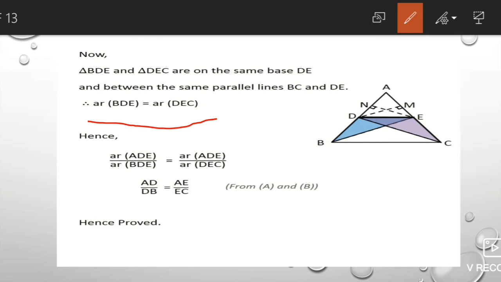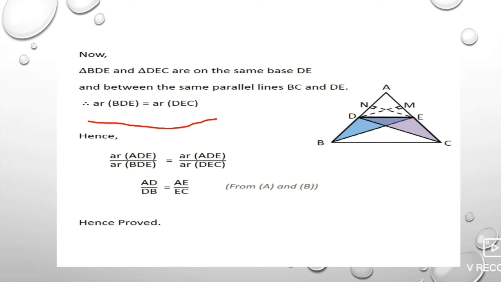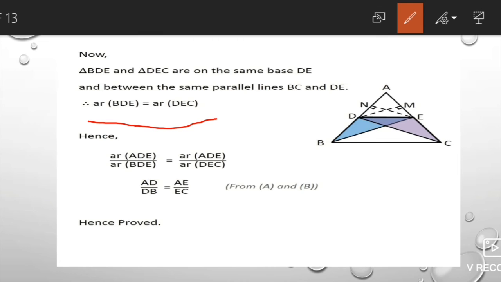So if you check the last line, area of AD by area of BD is equal to AD by DB, and area of ADE by area of DEC equals AE by EC, and you got that area of BDE is equal to area of DEC in the next slide. So area of BDE is equal to area of DEC in this slide.